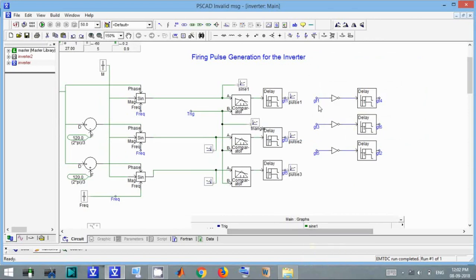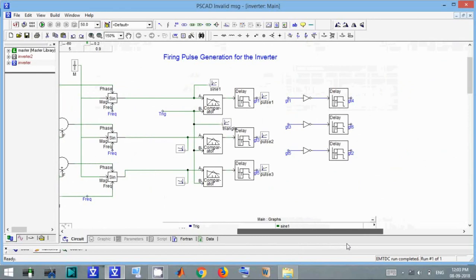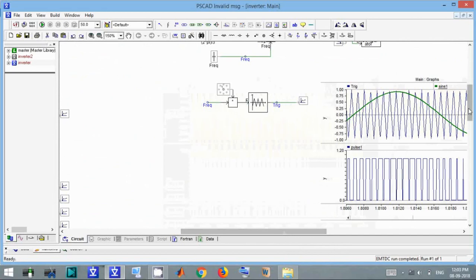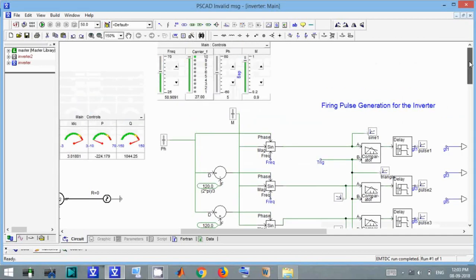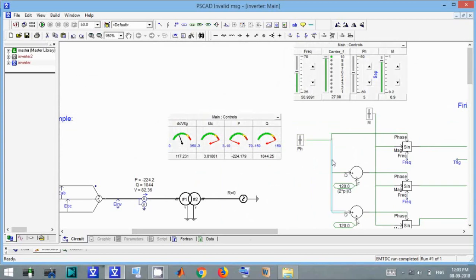To avoid a short circuit, the gate pulses for IGBT 1 and 4, IGBT 3 and 6, and IGBT 5 and 2 cannot be energized at the same instant. This is an open loop control system, as we are mentioning the phases and magnitude manually. So this is not a closed loop. We cannot take any reference to find the phases and magnitude for this SPWM technique.